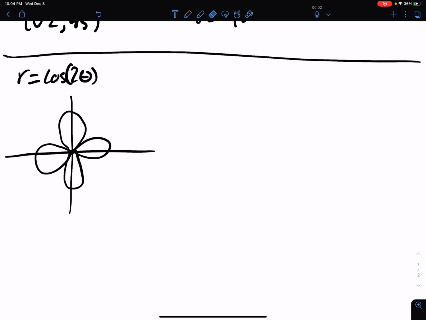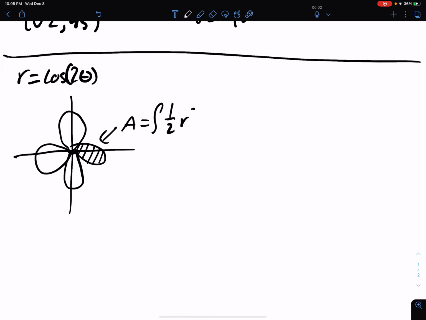Now all we want to do is focus on one rose at a time, one leaf. We want to find the area of this rose. And the area is equal to the integral of 1/2 r squared d theta. Now we know that cosine is bounded between negative pi over 4 and pi over 4. So now we have our limits.